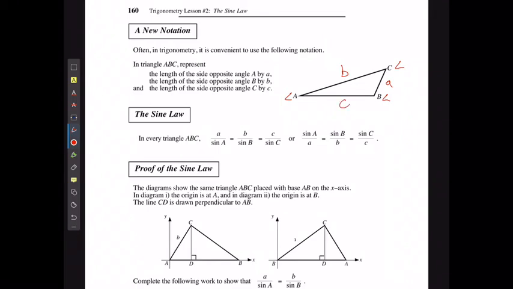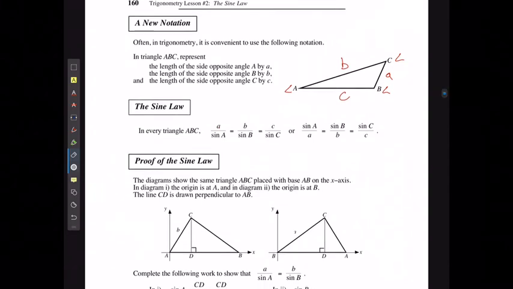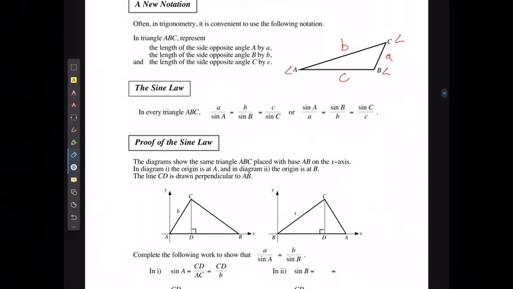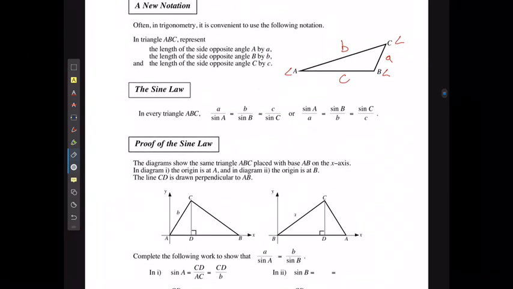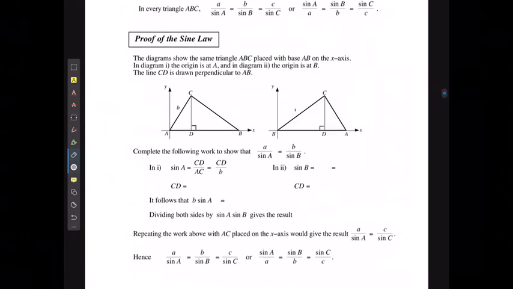In sine law, our formula is if I know that the side length a divided by sine A, it's actually going to be equivalent to the side length b divided by sine of angle B, or side length c divided by sine of angle C. Another way we could write this is sine of angle A divided by a is the same as sine of angle B divided by b is equal to sine of angle C divided by c. So, the question is, where does this come from?